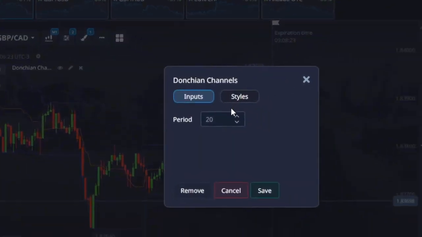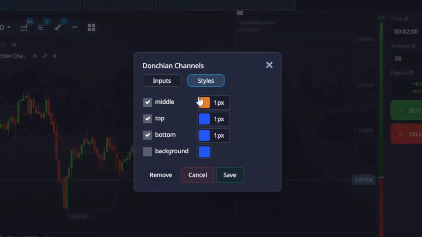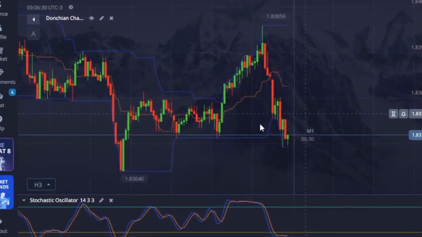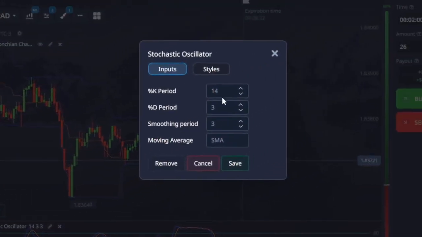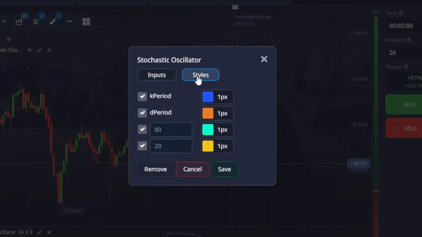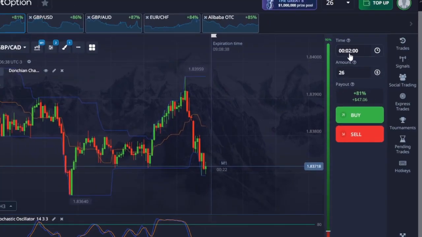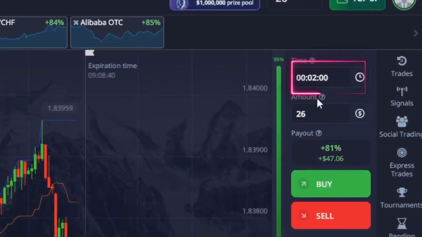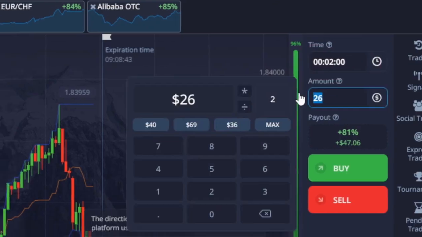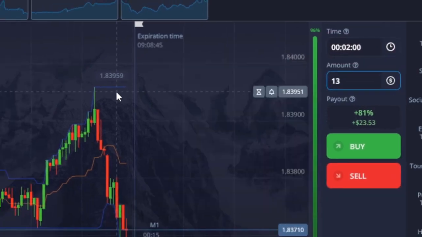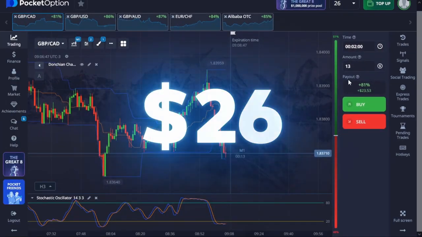Now let's go to using Donchian Channels, 20 period, the style is up to you. Just copy mine and select background, okay? And click on save. The expiration time will be 2 minutes, guys. And for the stochastic oscillator, this is the configuration right here, 2 minutes for the time. The amount we're going to start with is $26, okay? I'm going to start trading with this 13, the maximum.